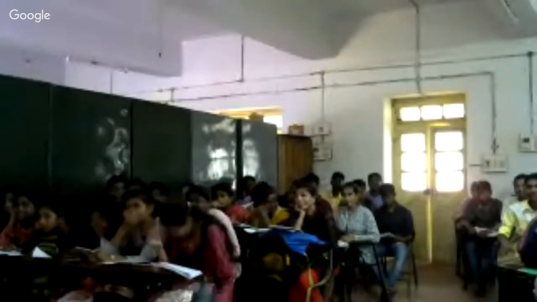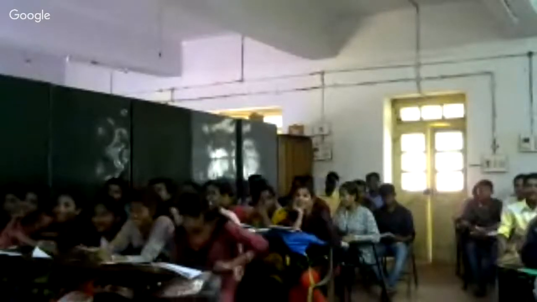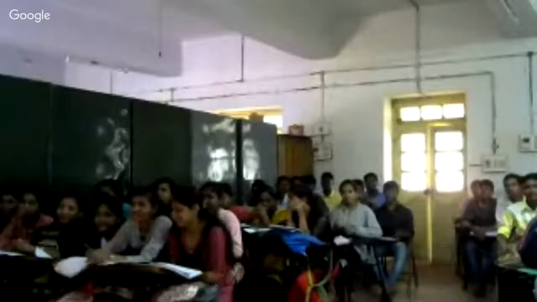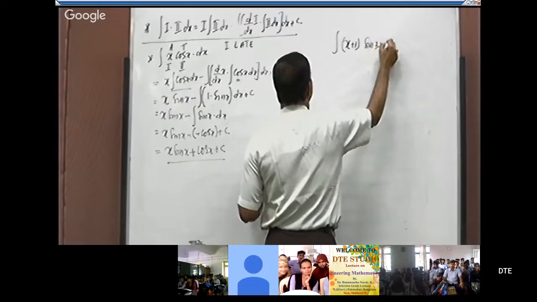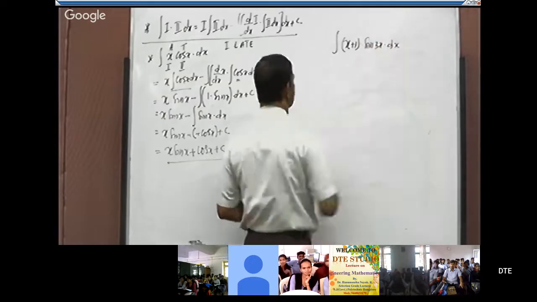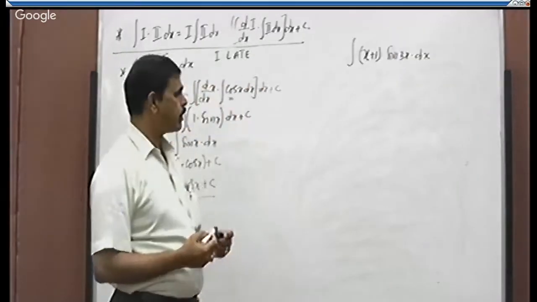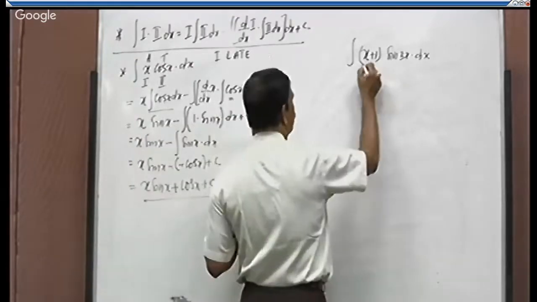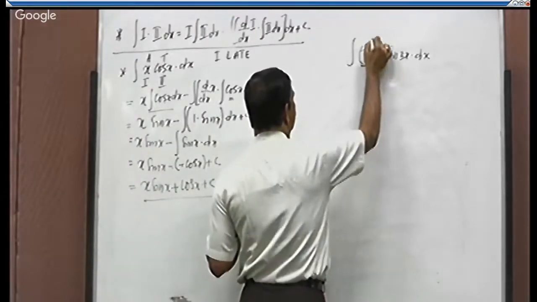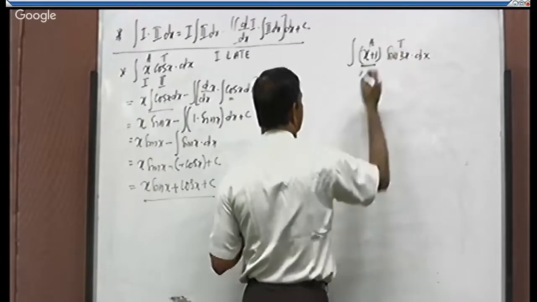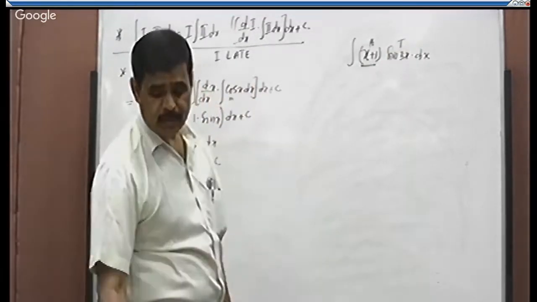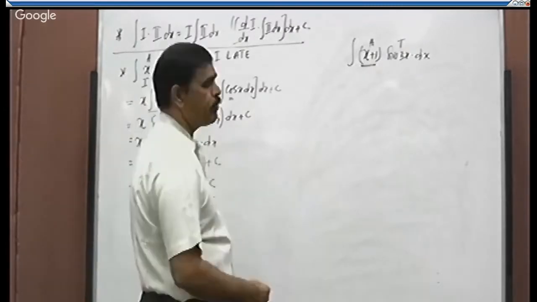Next one. Integration of (x plus 1) into sin 3x dx. Integration of (x plus 1) into sin 3x dx. Take the whole bracket, algebraic term, correct? This is trigonometric. According to the word ILATE, which comes first, algebraic or trigonometric? Algebraic will be the first, correct?